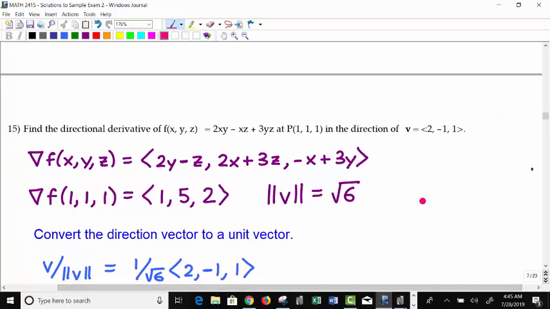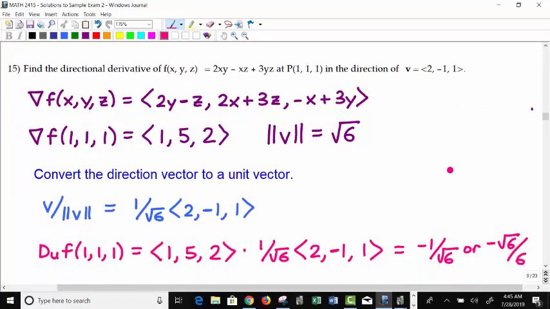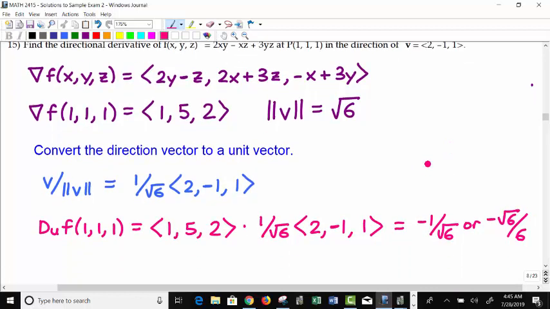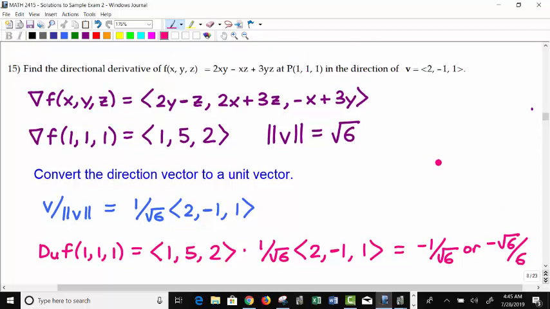This one, number 15, is a directional derivative. That will be the dot product of the gradient times the direction vector as a unit vector. That's very important: the direction vector must always be converted to a unit vector for this formula to work. Not that that's hard to do, you just have to remember to do it. So the gradient, this function is pretty easy. I think it's not too bad.